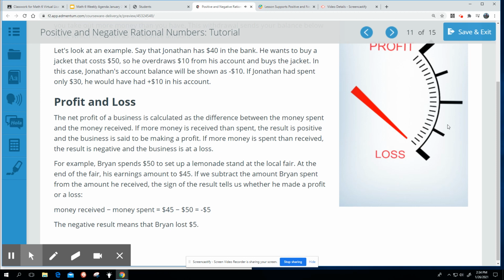loss. For example, Brian spends $50 to set up a lemonade stand at the local fair. At the end of the fair, his earnings amount to $45. If we subtract the amount Brian spent from the amount he received, the sign of the result tells us whether he made a profit or a loss. Money received minus money spent equals $45 minus $50 equals negative $5. The negative result means that Brian lost $5.